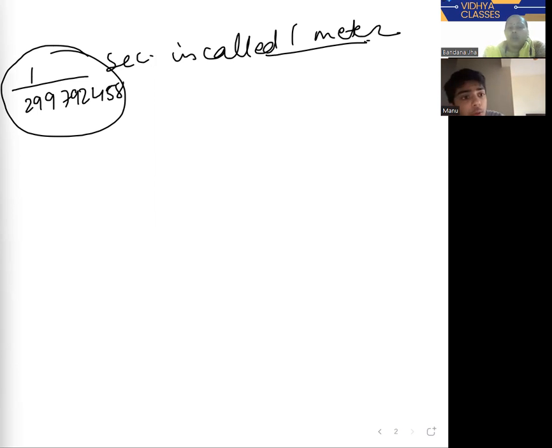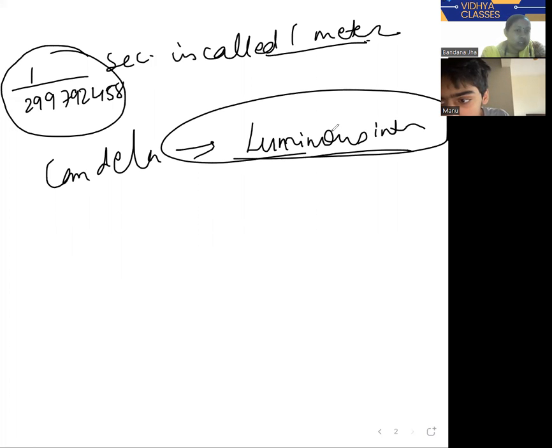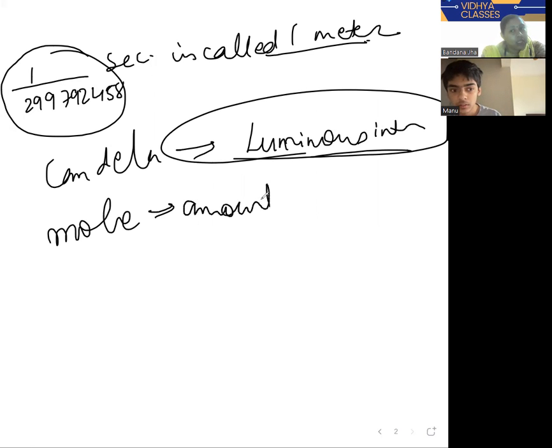This thing you all know: candela is the SI unit of which thing? Luminous intensity. This thing you know very well. So candela is the unit of luminosity, of light? Luminous intensity, yes, of light. Just like mole is the SI unit of what? Amount of substance that we are using in chemistry. I have taken 1 mole of substance, correct?